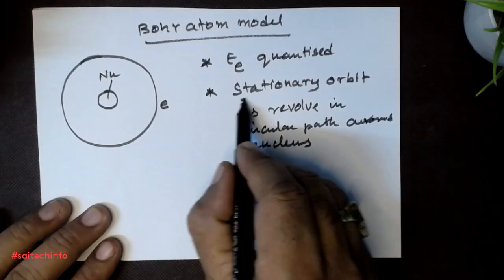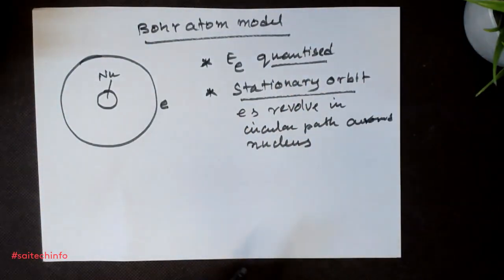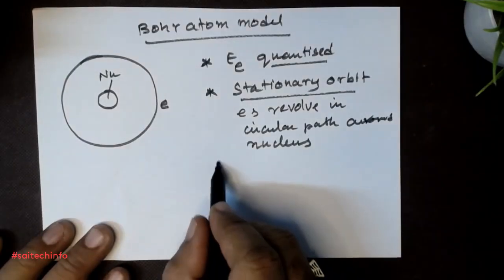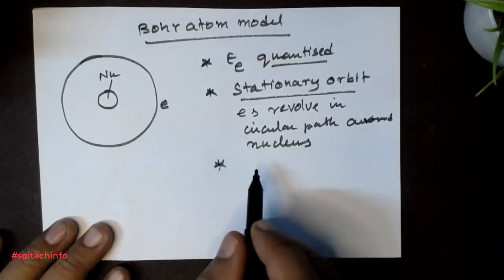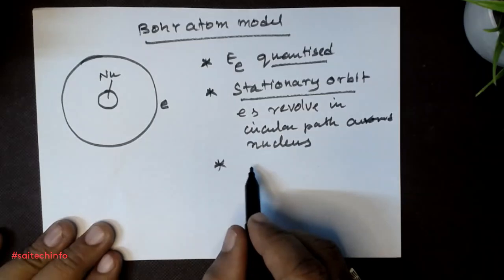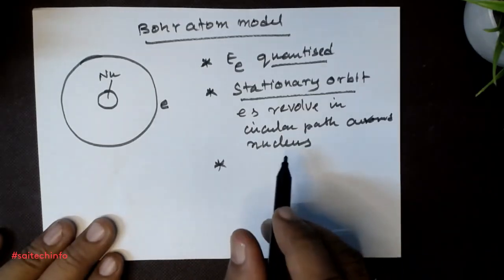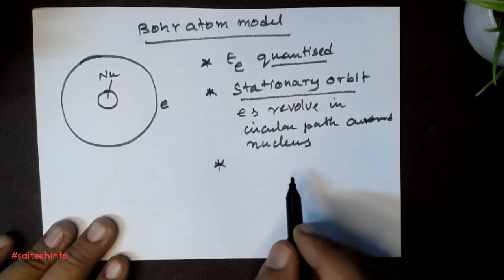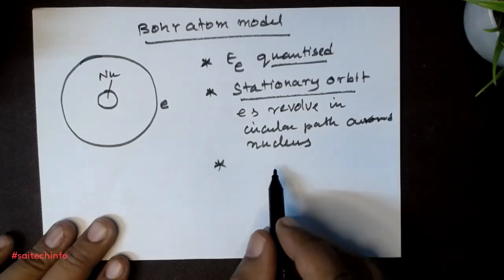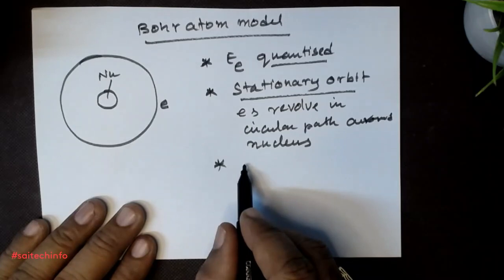So you have to remember this term, stationary orbit, and here the energies are quantized. And third, an electron can revolve only in those orbits in which the angular momentum of the electron must be equal to the integral multiples of h by 2 pi.